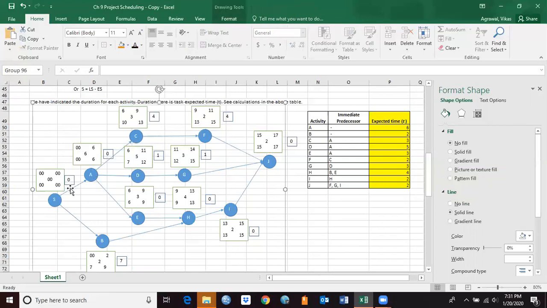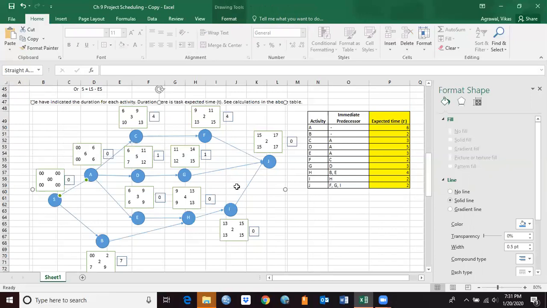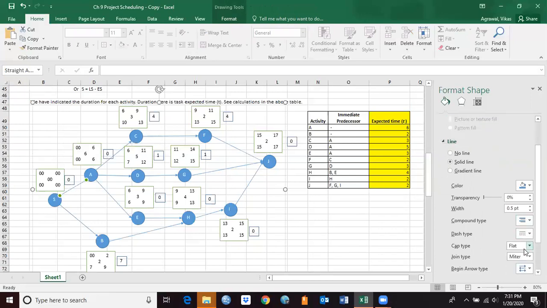So just to make it more visible, I'm going to increase the line width, let's say 2, and make it a different color. Okay, maybe increase it more. Okay, so I'm going to format this one and connect all the activities with zero slack.